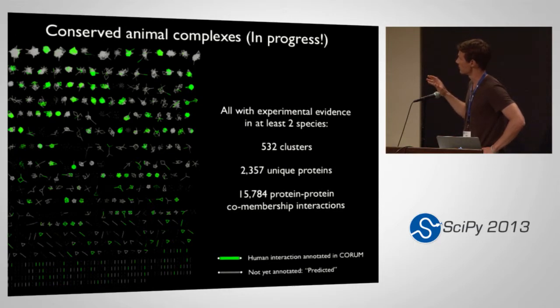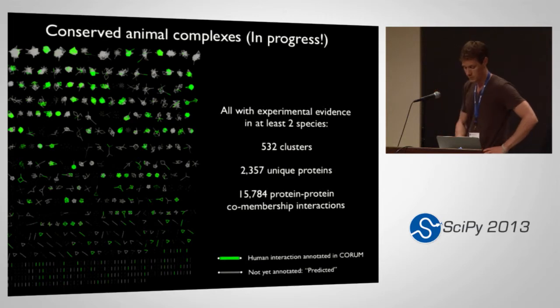And all of the gray ones are just unannotated. In a lot of cases, they're obviously true. And in a lot of cases, they're potentially novel and potentially false positives. And we're doing some experimental tests right now to see how well we do in terms of those novel complexes.